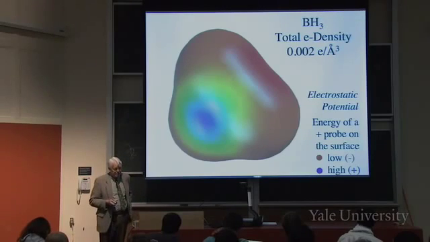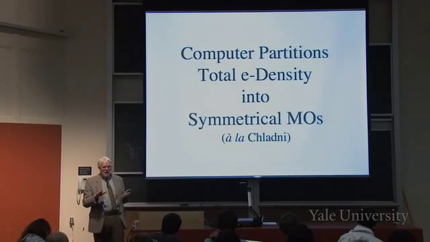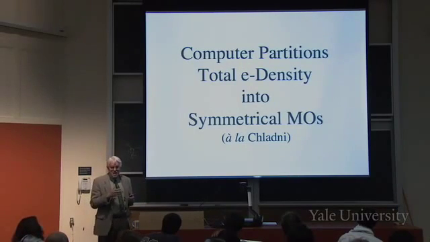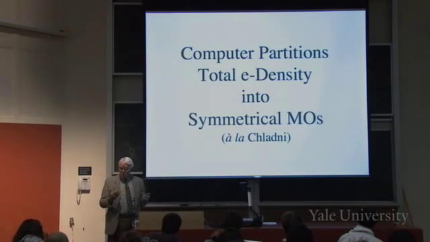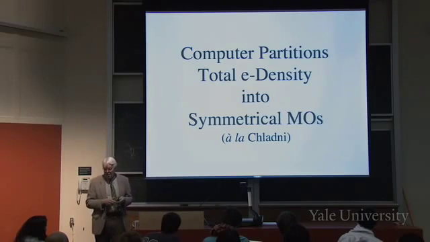electrons. Okay, so there's what the real molecule looks like. Of course, I didn't do it by an experimental measurement for BH3 because you can't crystallize BH3. I did it by a computer calculation, but I believe that what it gives is what you would see in an experiment if you could do the experiment. Okay, so that's the total electron density.